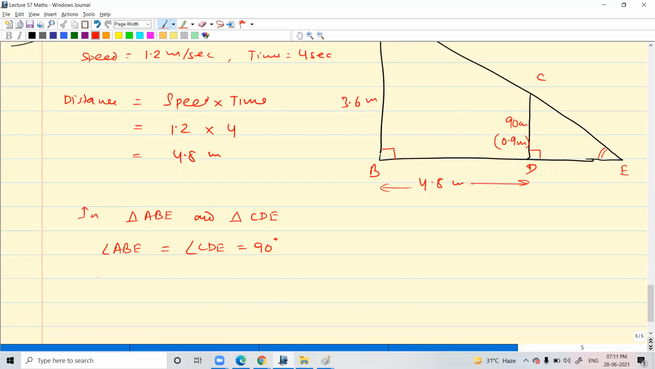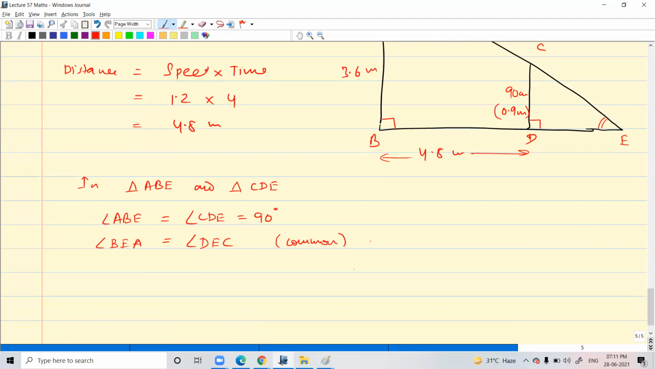Then angle E, which is for the bigger triangle, let's call it as BEA. Angle BEA is equal to, for the smaller triangle, same angle E will become DEC. Tell me if everyone is able to understand this. Yes, sir. These two angles are equal.